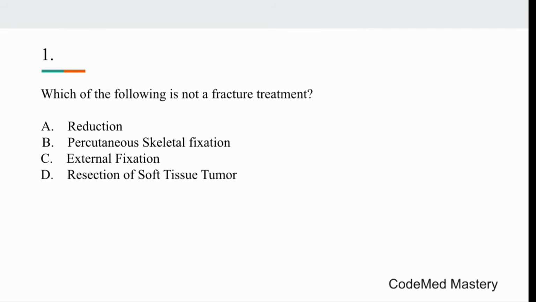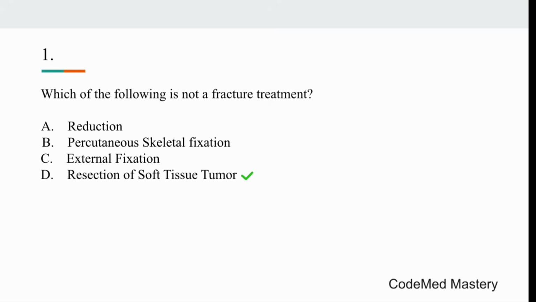First question. Which of the following is not a fracture treatment? Option A, reduction. Option B, percutaneous skeletal fixation. Option C, external fixation. And option D, resection of soft tissue tumor. The right answer for this question is option D, resection of soft tissue tumor, because resection of soft tissue tumor has nothing to do with fracture care.